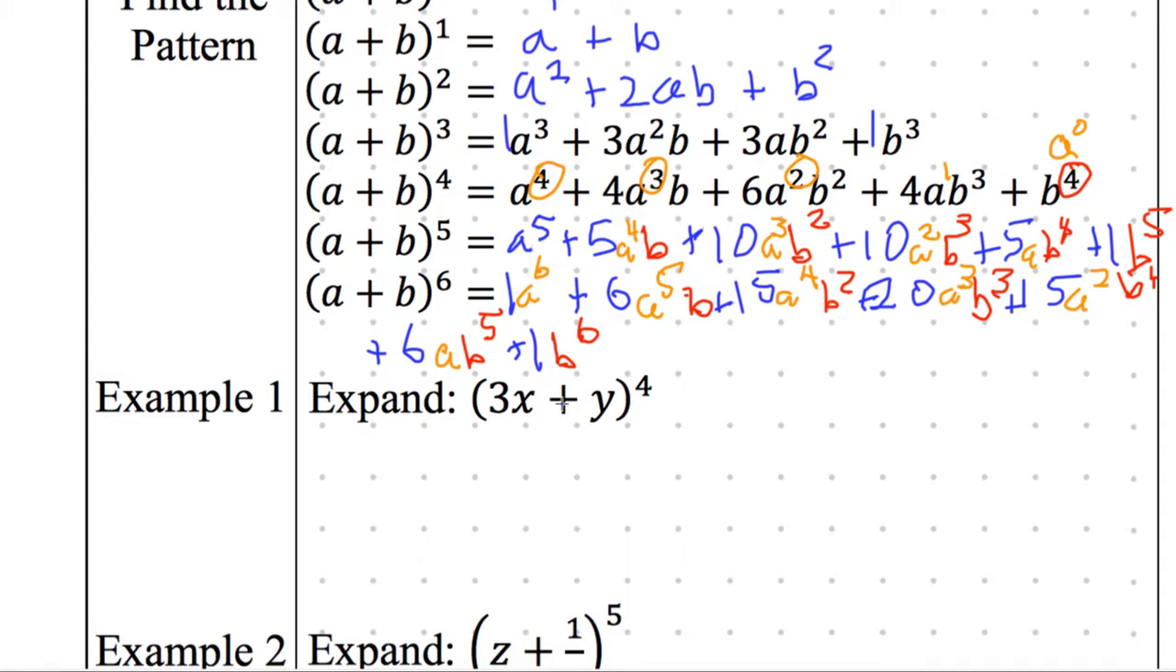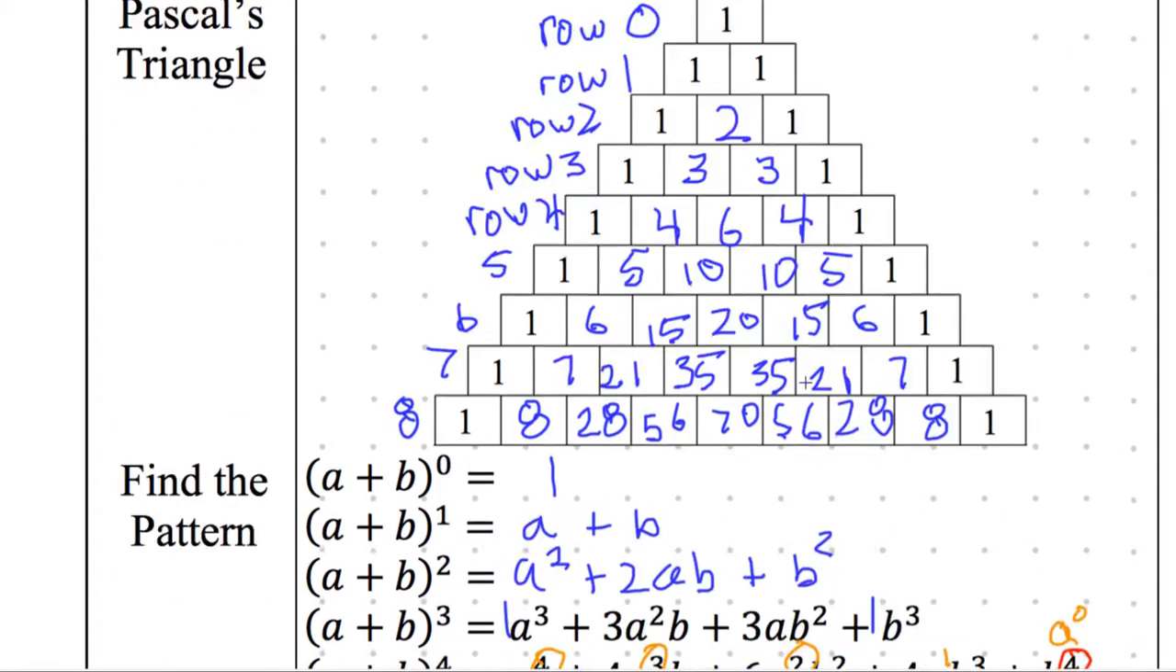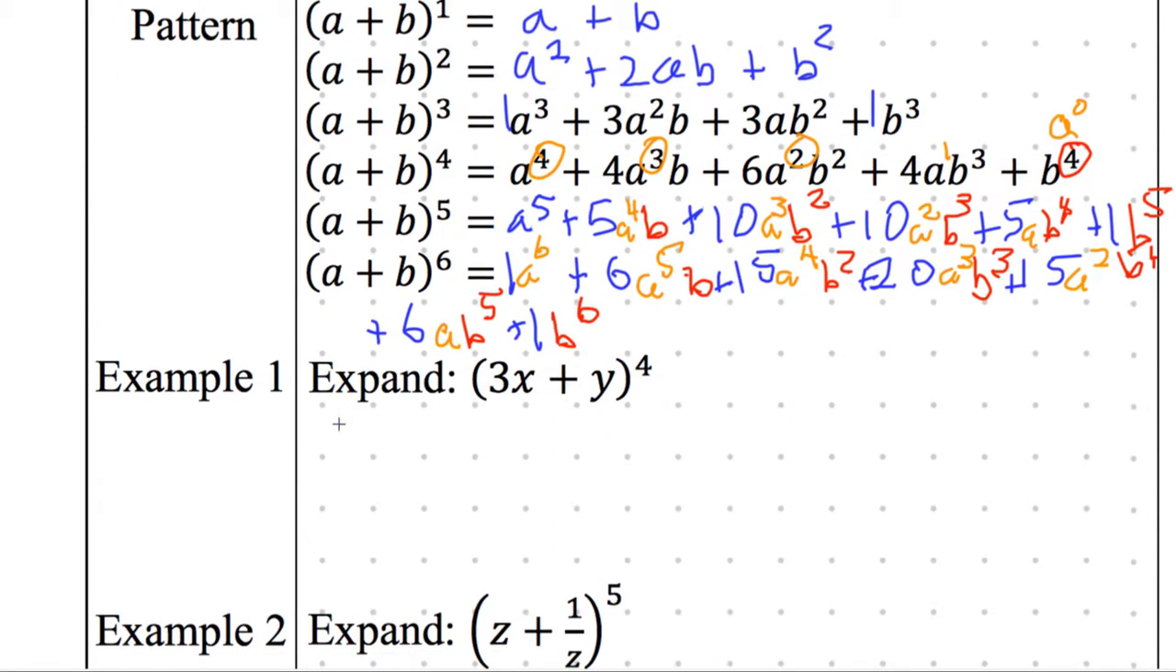Okay, so to the power of 4, that means I'm going in the 4th row. Oh, thank you. I don't have to go all the way down to the 6th row. So 1, 4, 6, 4, 1. Let's go ahead and write down those coefficients: 1 plus 4 plus 6 plus 4 plus 1. Okay, I have my coefficients set up.